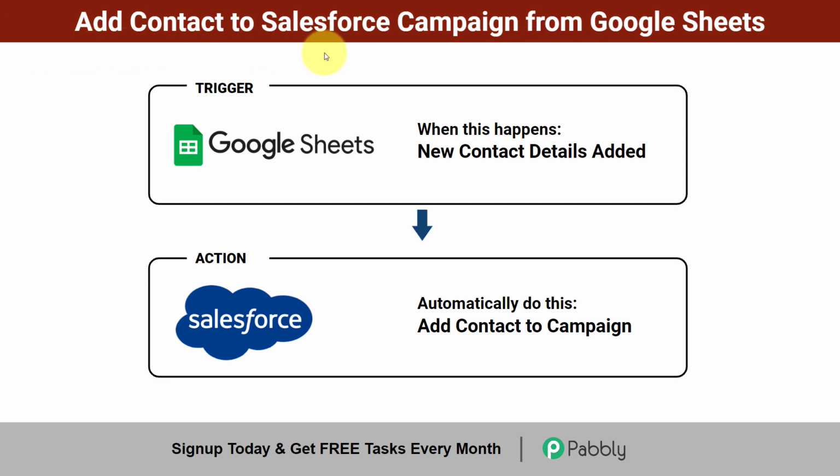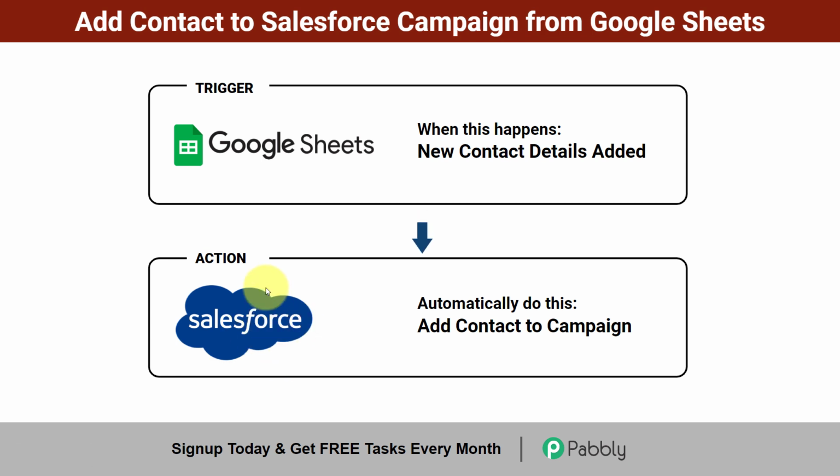How to add contact to Salesforce campaign from Google Sheets automatically. So assume that you have created a campaign in Salesforce and at the same time you are collecting contacts or leads from different sources in your Google Sheets. Now you want to add these contact details to your Salesforce campaign.